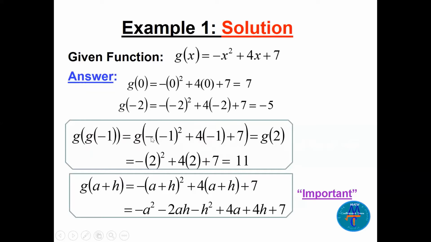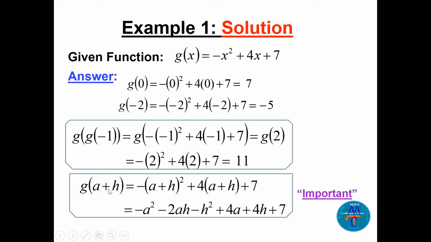Now, g of -2, you put, see there is a minus here, outside, -1 squared, +4, -1 plus 7. When you simplify all this is squared plus 1, -1, -4, so that's 2, g of 2. Now we put 2 again back in the same function, so -2 squared plus 4 times 2 plus 7 is equal to 11.